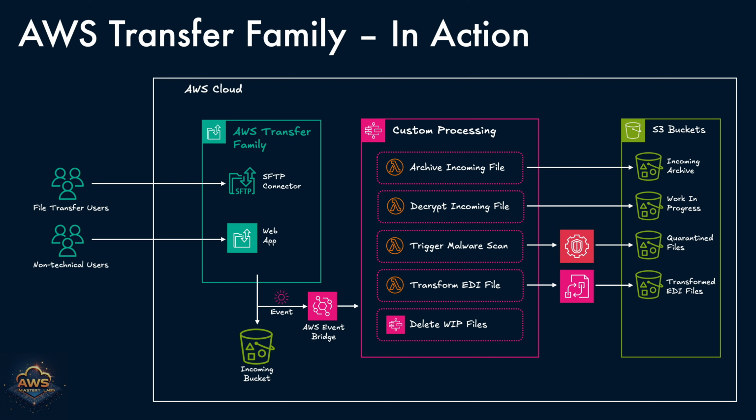Both user types are connected to the AWS Transfer Family, hosted entirely in the AWS cloud. This fully managed service handles the underlying infrastructure, security, and scaling needs, allowing users to focus purely on their data. When a file is uploaded, regardless of the entry point, it lands in a centralized incoming S3 bucket. This action triggers an event captured by Amazon EventBridge, which then kicks off a series of custom file processing steps.